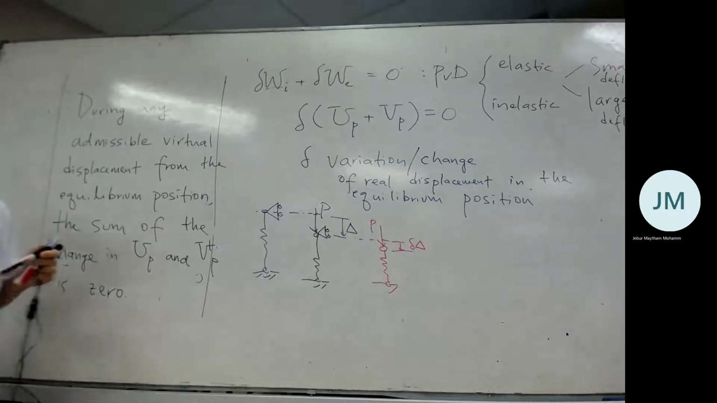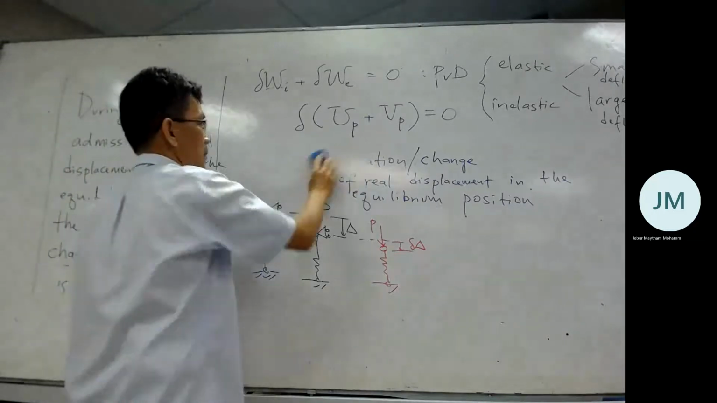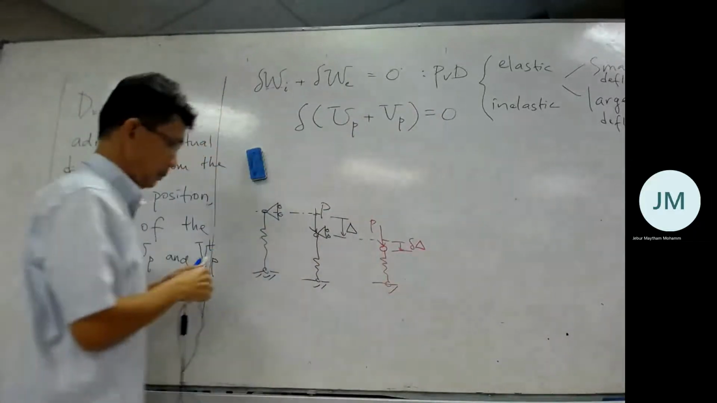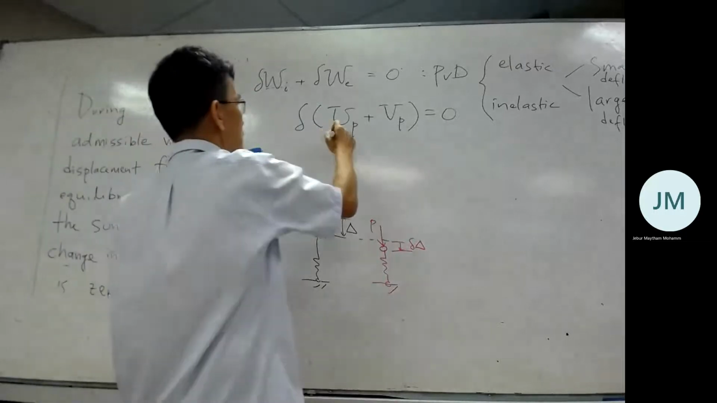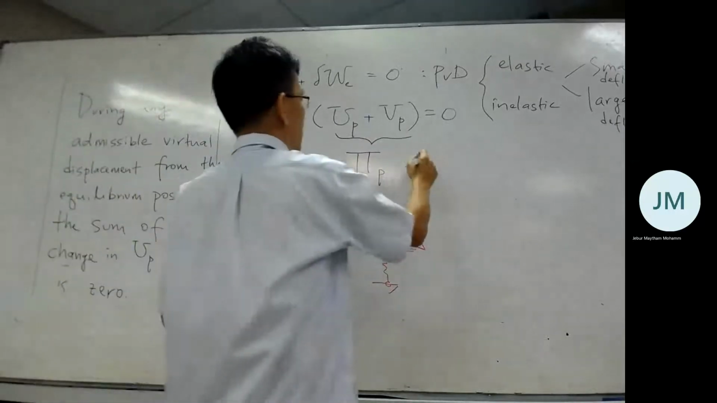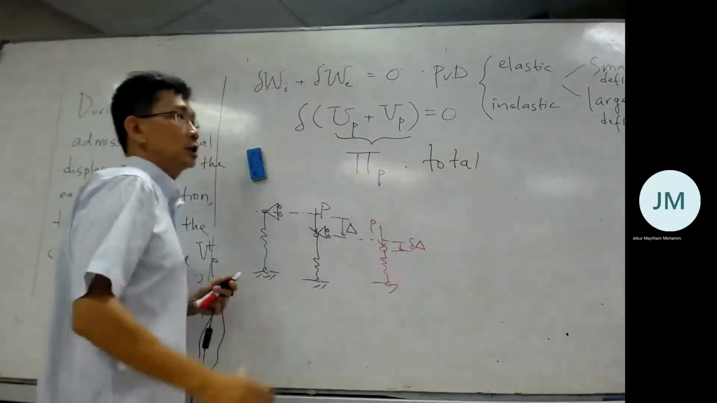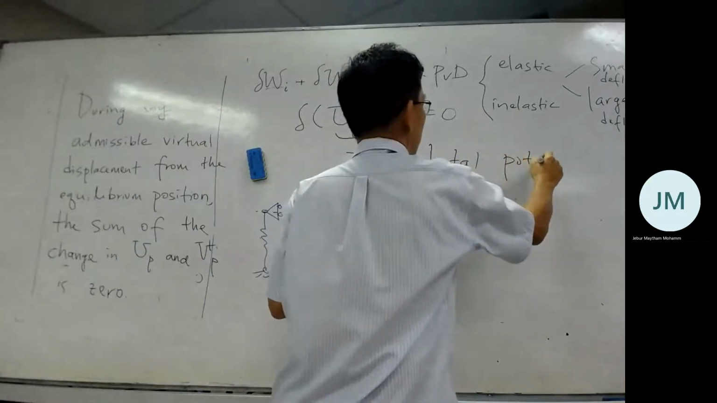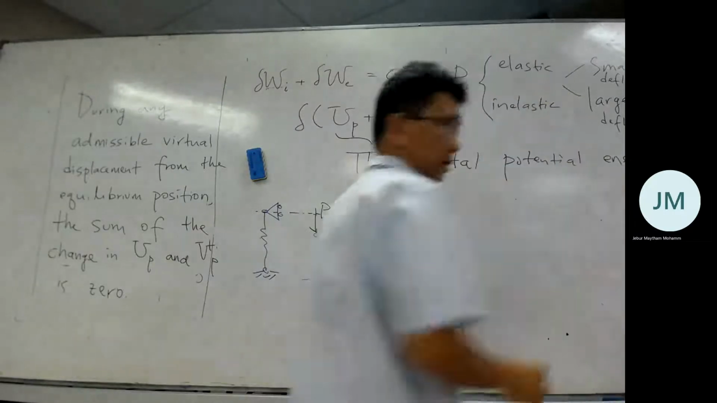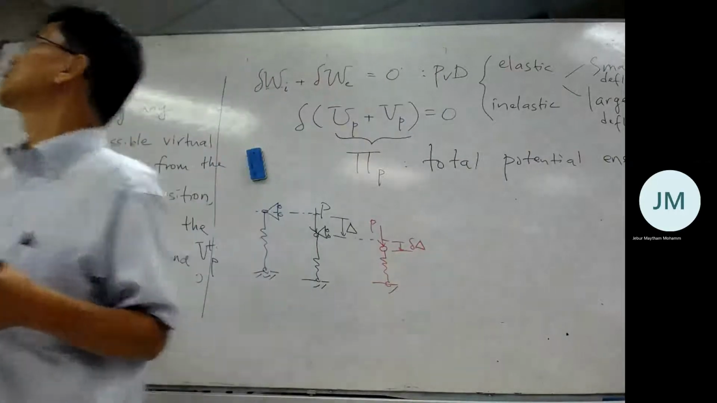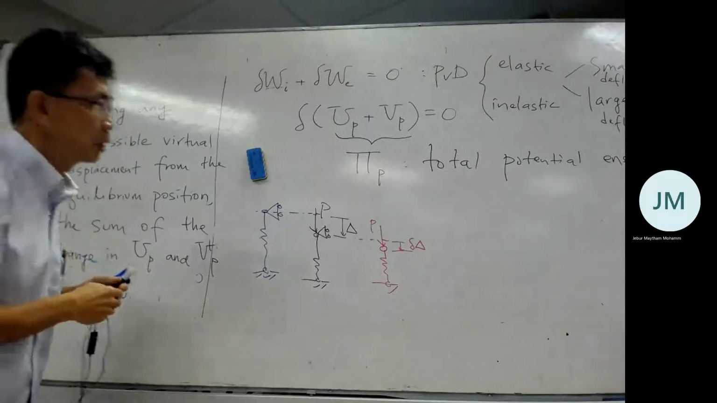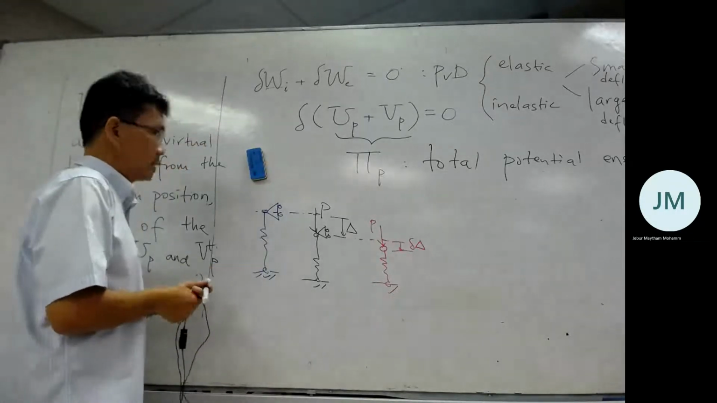So now we give a name to this summation of U plus V. We call this another symbol, pi P. This pi P is called the total potential energy. When we replace that with this symbol, then finally we have this.